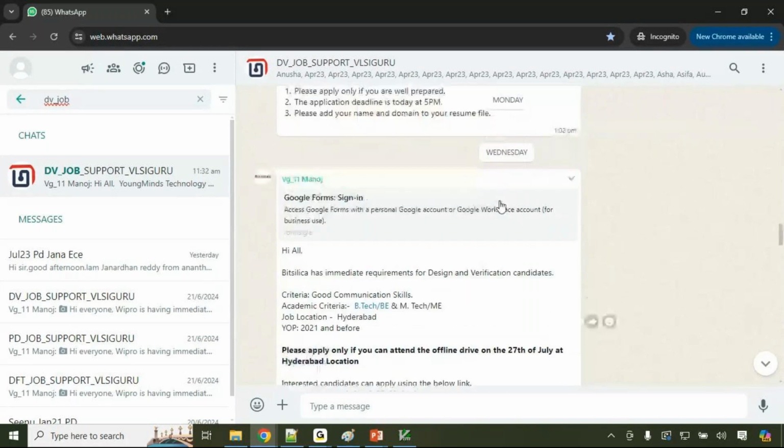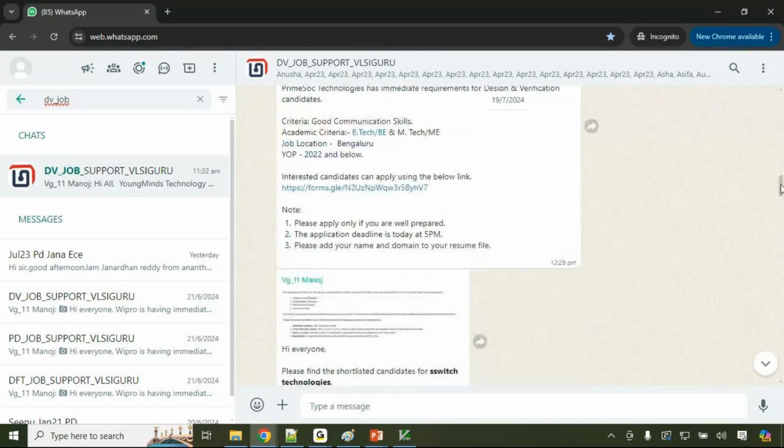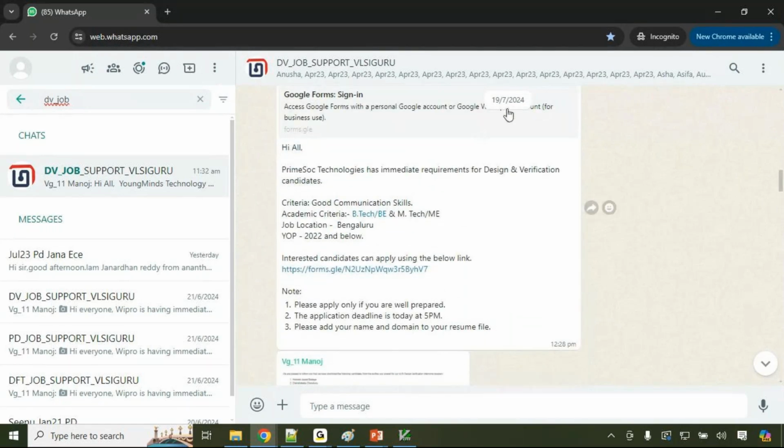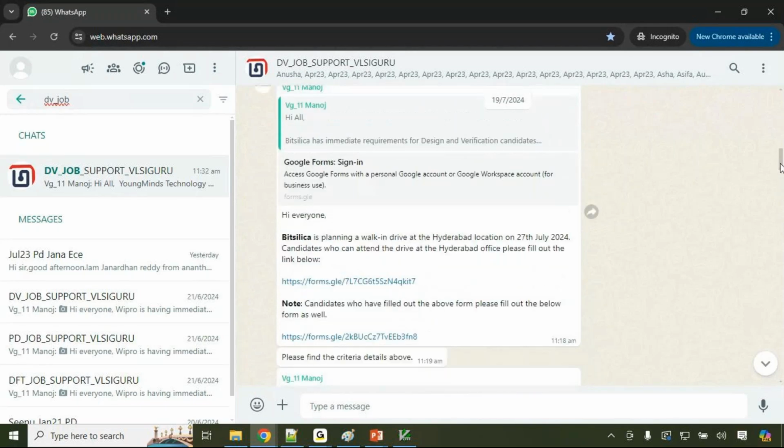Then Bitsilica, same company. Then Iravan Technologies. It was on 19th of July. Then we have Prime Soft Technology, which was again on 19th of July. Okay. Then there are some companies like Synopsys.